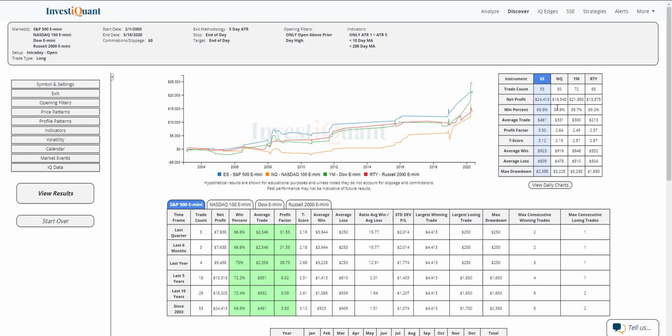So as a whole, if you combine them all together, the average win rate would probably be in the low to mid 60s, somewhere in there. But they are all fairly favorable with this pattern that is in play this morning if opening above the prior day high in the ES, YM, and Russell. This is not applicable to the NASDAQ this morning, but it is applicable for the other instruments.